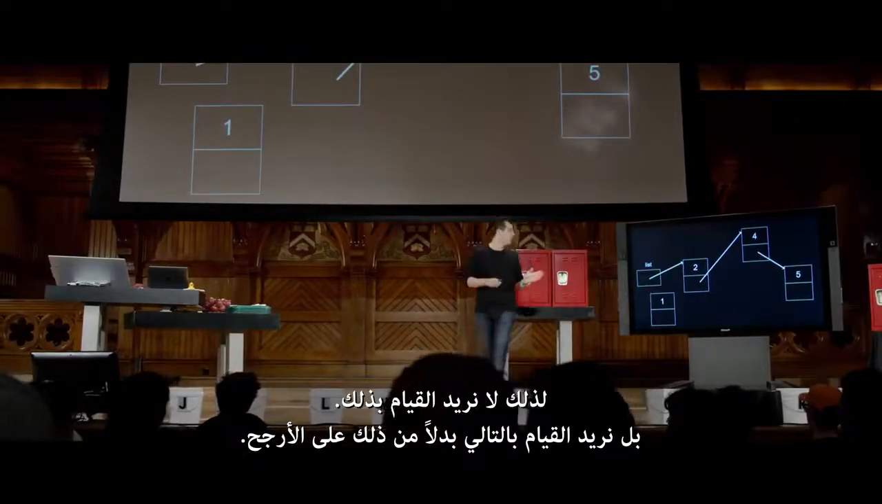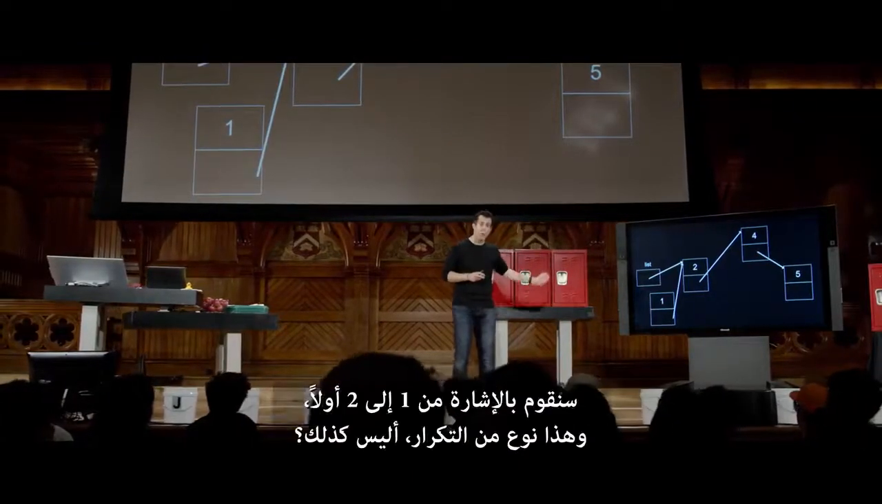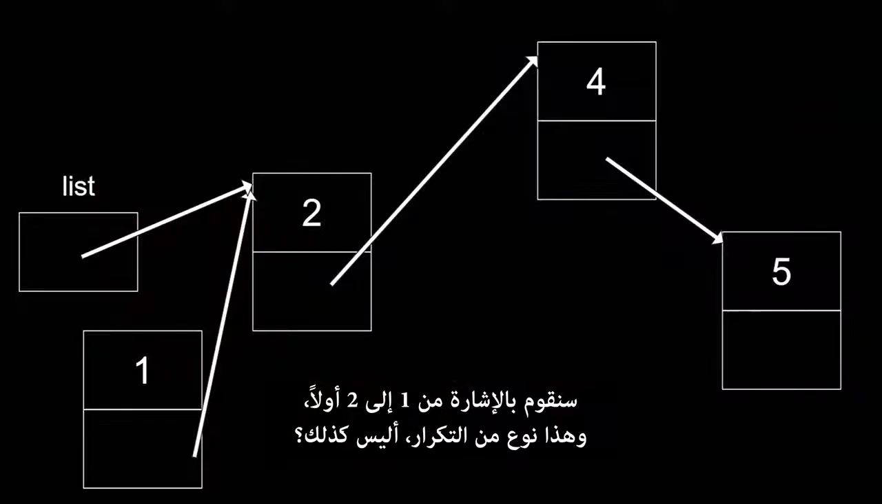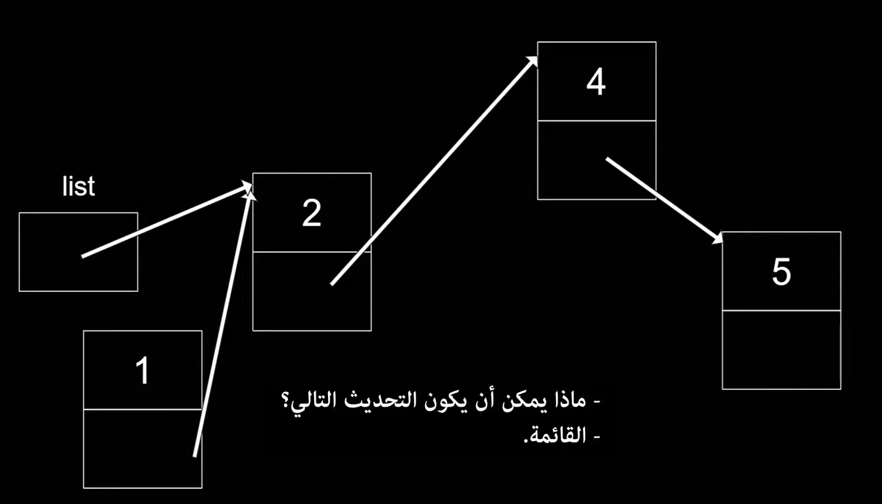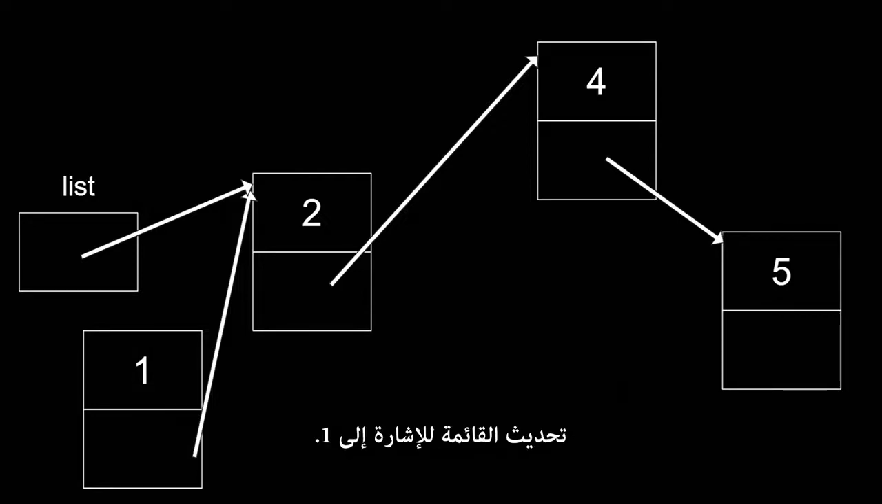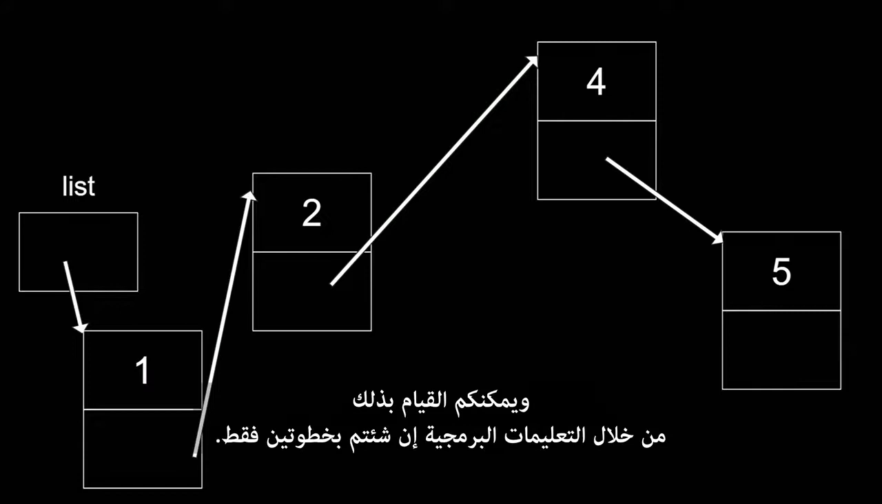We instead want to do this probably. Let's point 1 to 2 first, which is kind of redundant. Right now we have conflicting beginnings of the list. But once 1 is pointing to 2, what can you next update? List to point at 1. And you can do this in code, really with just 2 steps. You can update the next field of your new node, which is the one representing 1 that I just allocated.